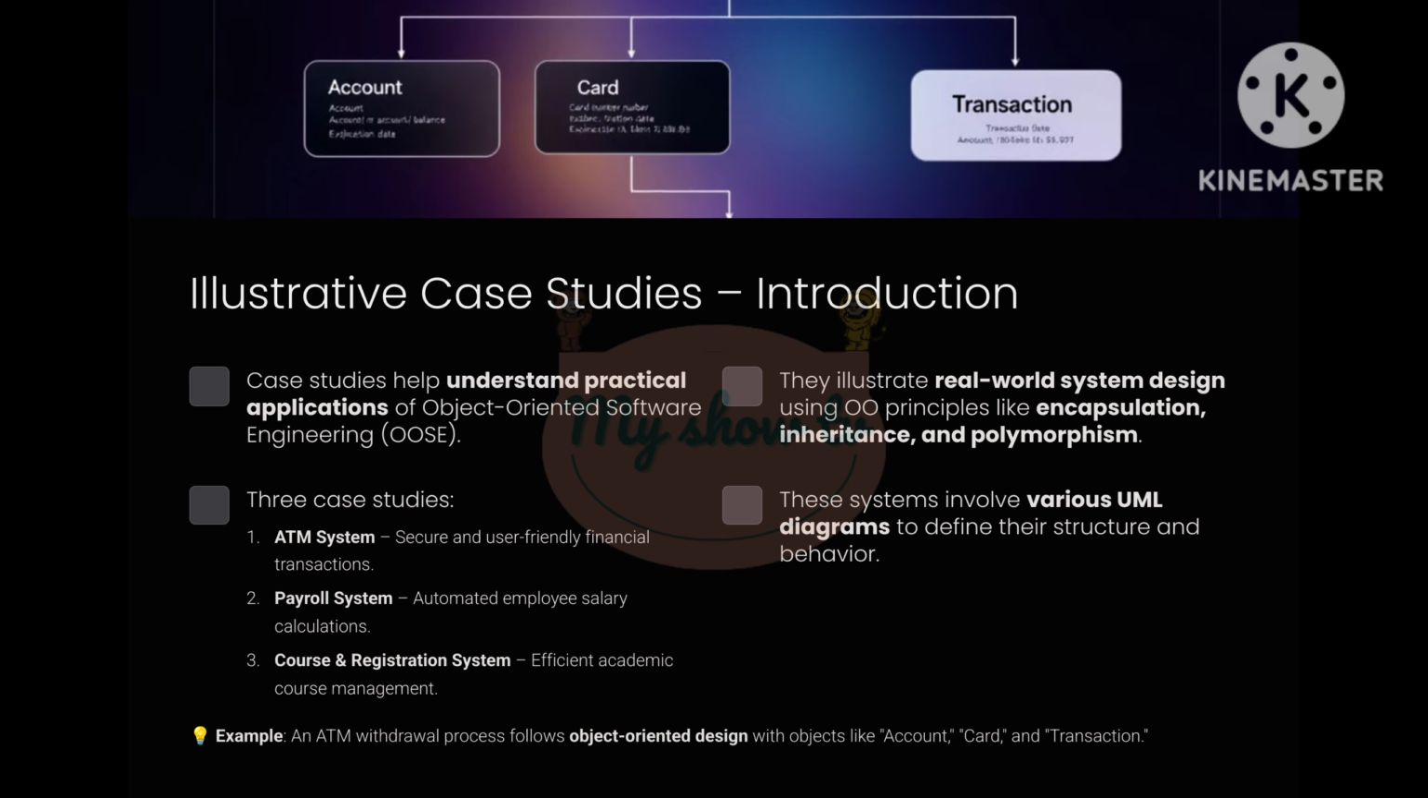For instance, in an ATM system, when you withdraw cash, different objects interact, such as the ATM machine, the bank account, and your debit card. These objects have specific responsibilities, and their interactions are managed using OO concepts.